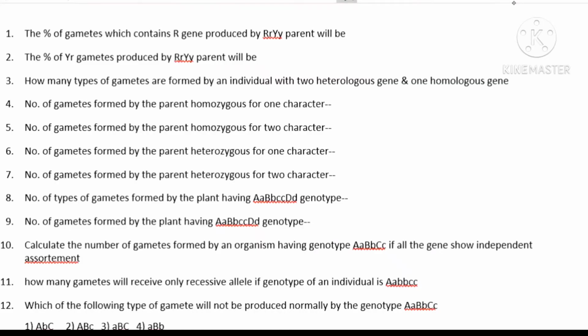Now see, these are the questions. I've made 12 questions for you, so we will solve them. The question is: what is the percentage of gametes which contain the R gene, produced by RrYy?